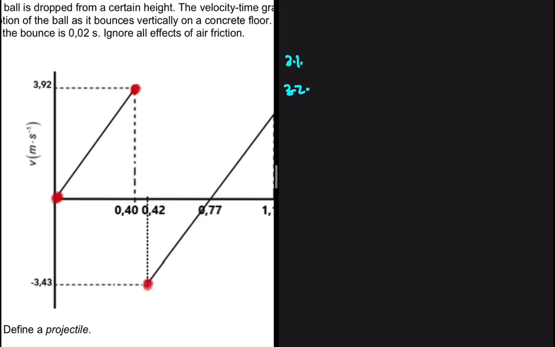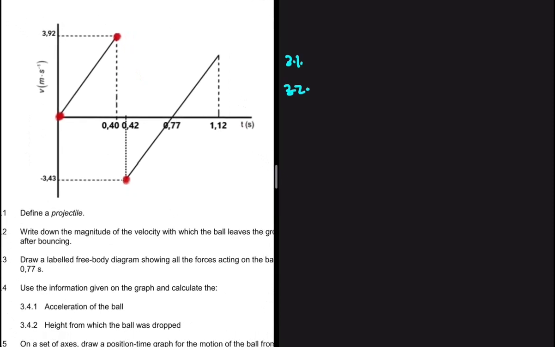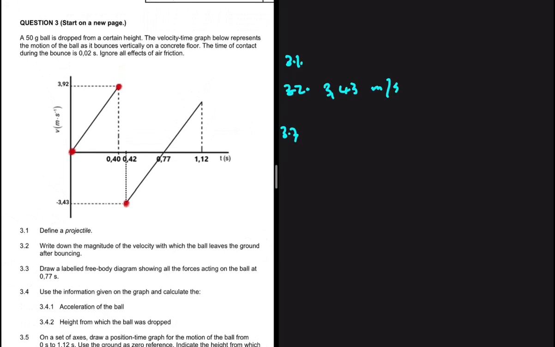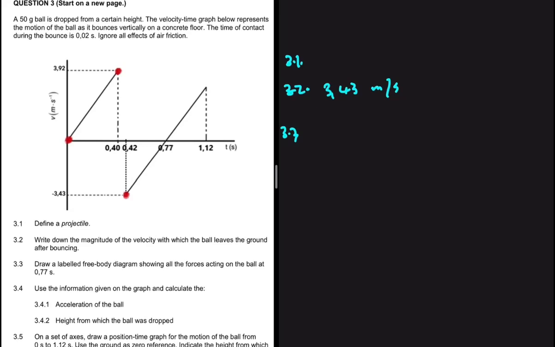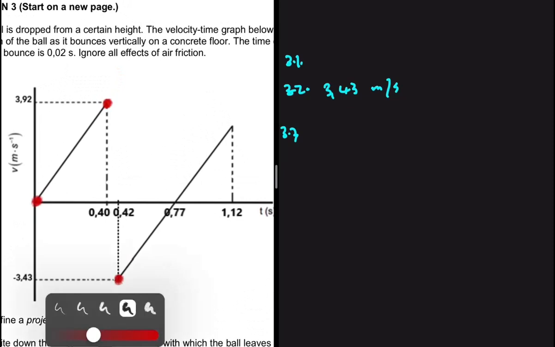So the answer to 3.2, we're looking for the magnitude of the velocity with which the ball leaves the ground after bouncing. That should be 3.43 meters per second. And 3.3, draw a labeled free body diagram showing all the forces acting on the ball at 0.77 seconds. So let's go to 0.77 seconds and see what is happening.